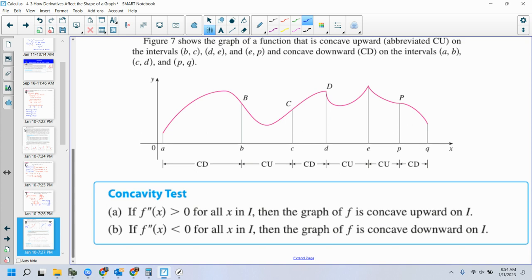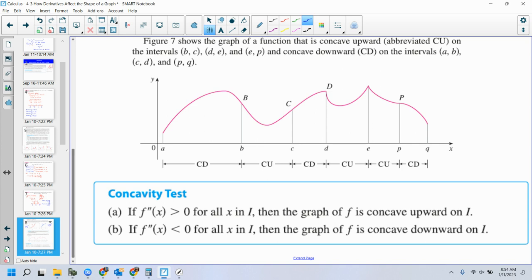So just showing you some concave upward and concave downward pieces here. From point A to point B, that would be concave downward, frowny face. From point B to point C, concave upward. From point C to point D, concave downward. From D to E, concave upward. E to P, concave upward, concave downward. Sometimes it might be slight, just a little bit of a bend. Sometimes it's a very drastic bend, like from point D to point E. That's a pretty drastic bend upward, right?